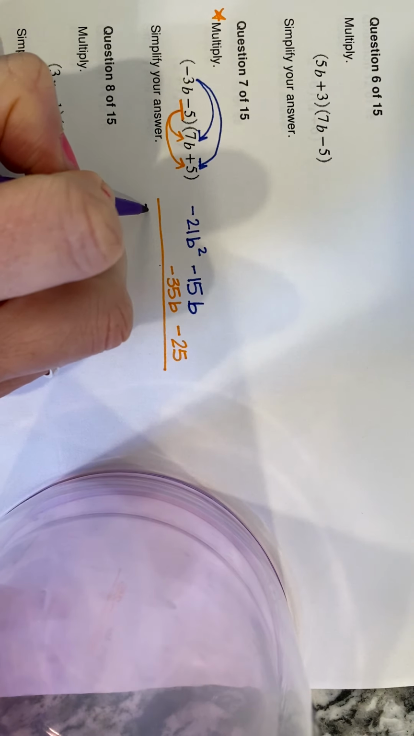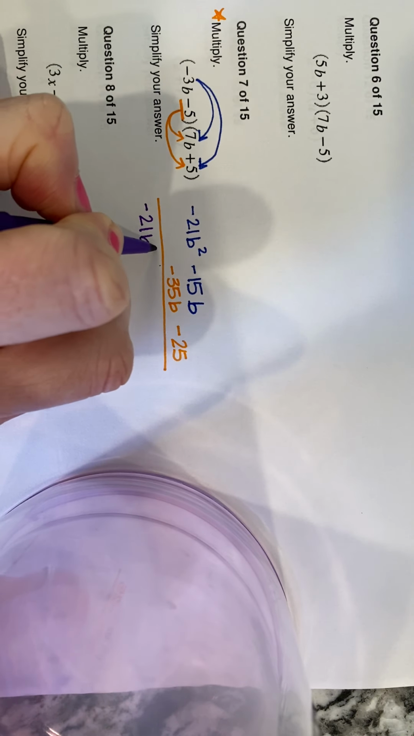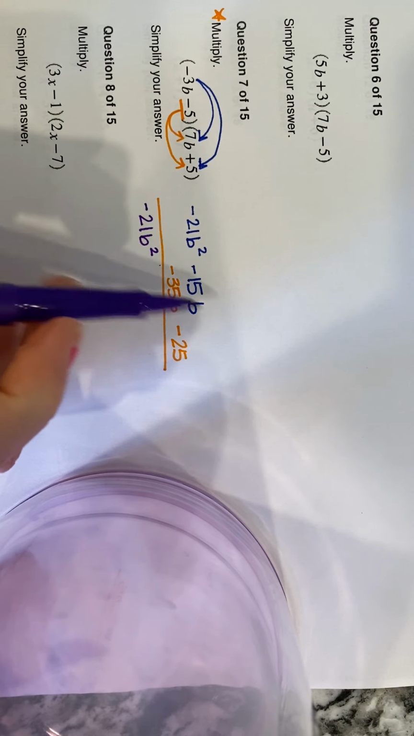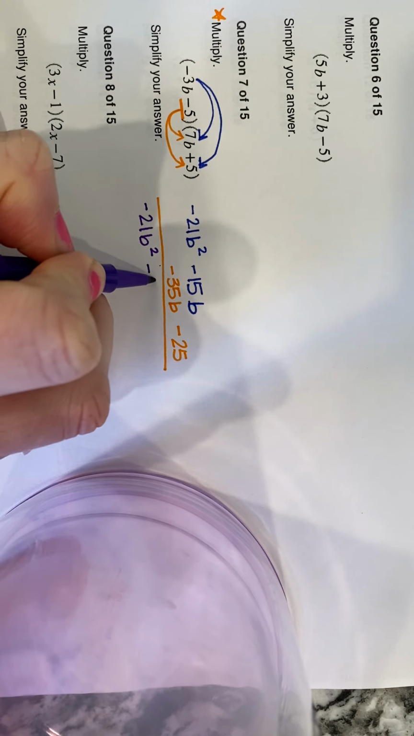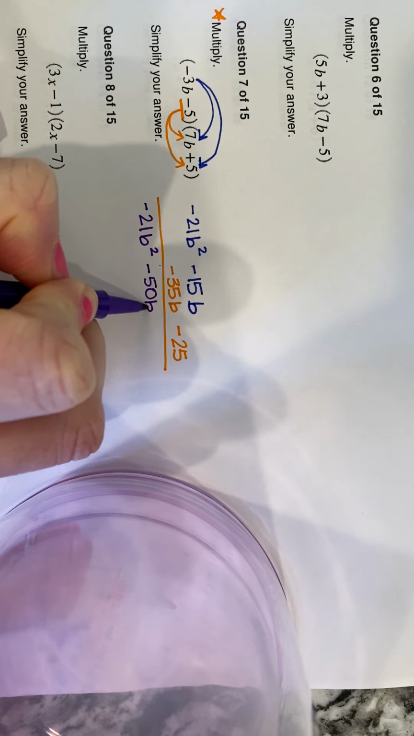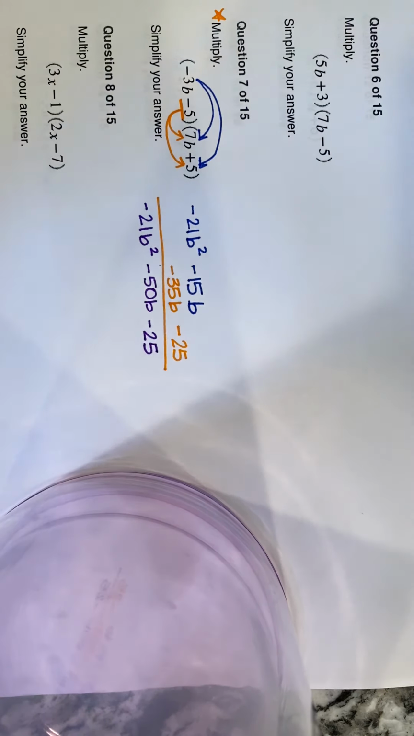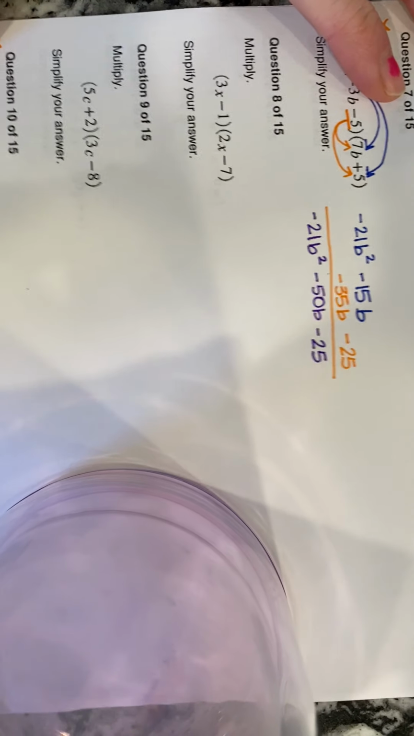Then you have to combine like terms. So you get negative 21b squared. You borrowed 15, you borrowed 35, so you now owe me 50 b's, and then minus 25. That one is your final answer for number 7. Number 8 will have a 3-term answer.